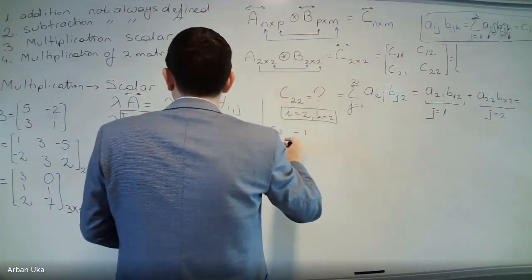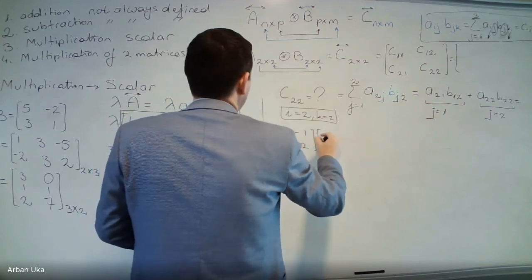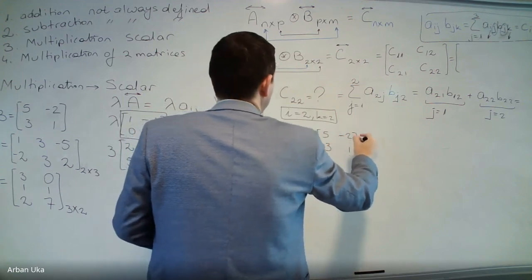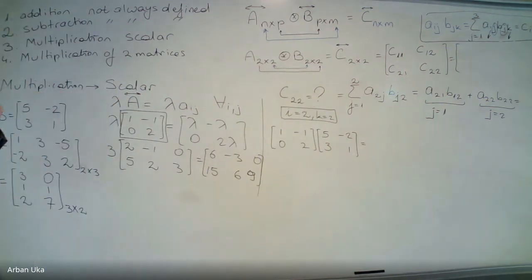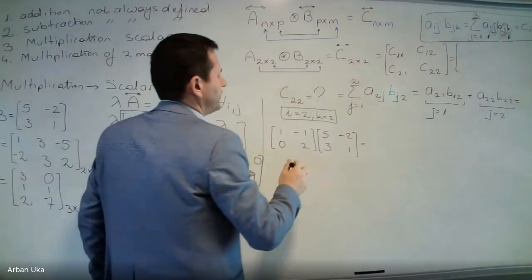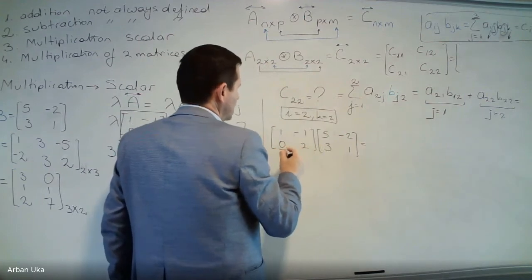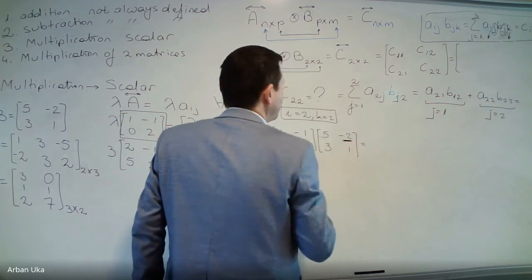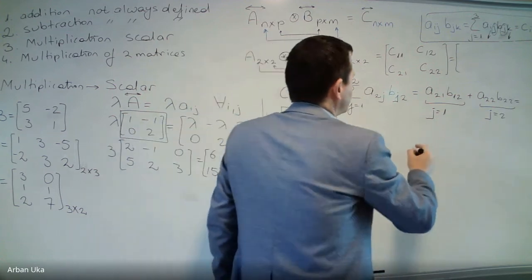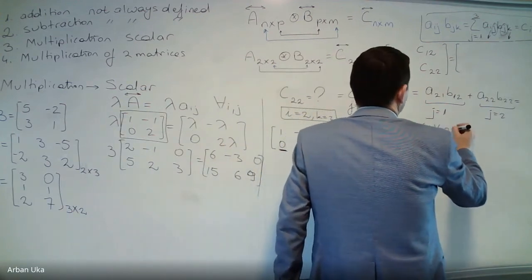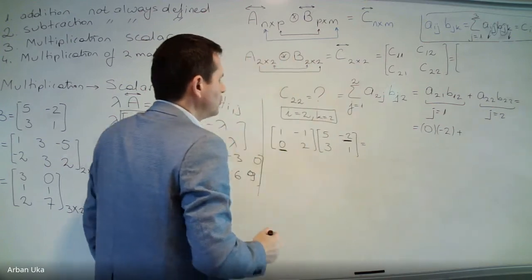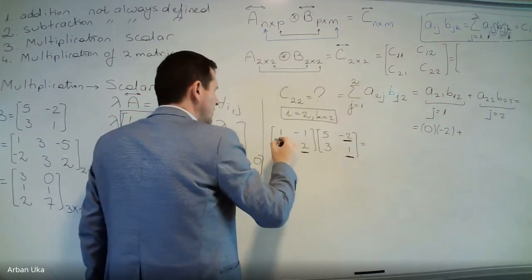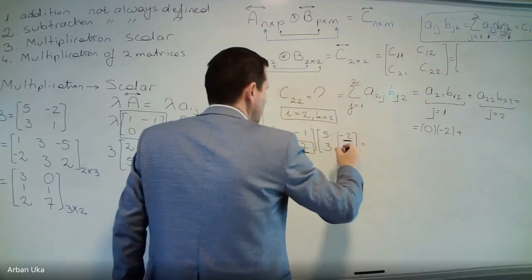One minus 1, 0, 2, times 5, 3. Okay, so A21 is where? A21 is this element multiplied by B12. First row, second column, multiply with this. Okay? And what is this? 0 times minus 2, plus A22, which is this element, times B22, times this element. So in fact, what we are doing is that we are multiplying this row with this column.